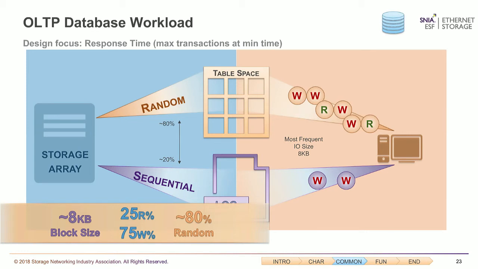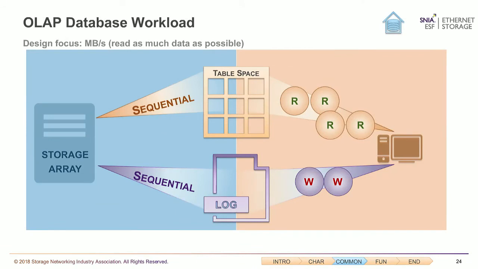But also the signature here is that it's going to be 80% random. The majority of I/O is going to be random, non-sequential. And putting those 3 together gives us the OLTP workload. Yep. Now the OLAP workload, the next one, is going to be a little different.